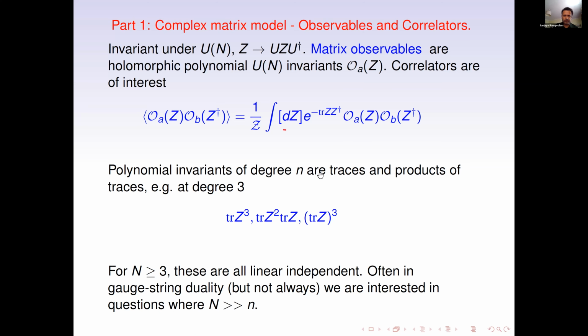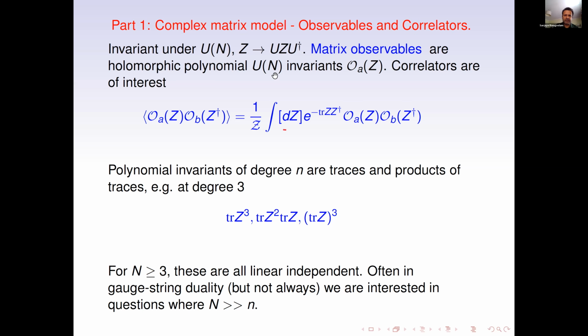So these observables have a degree, and essentially they are traces or products of traces. These are things that are obviously invariant under this action, and in fact they span the space of invariance that you can build for fixed degree. So here, looking at invariant functions of degree 3, you have trace Z cubed, trace Z squared, trace Z, or just trace Z the whole cube, so different kinds of multi-traces.